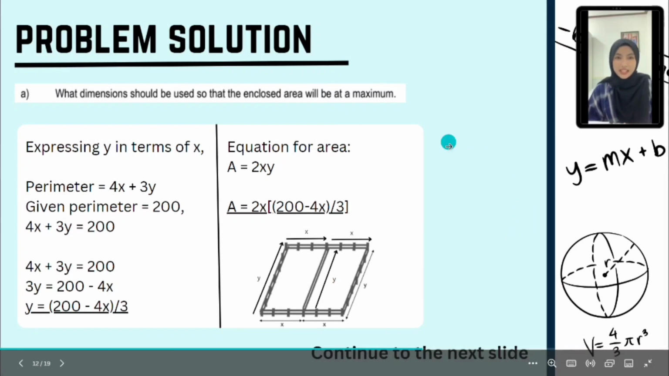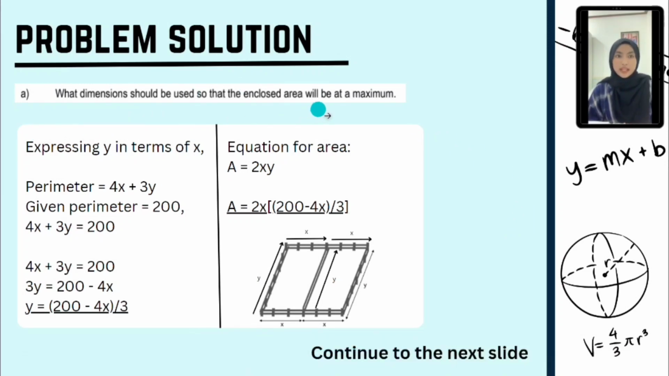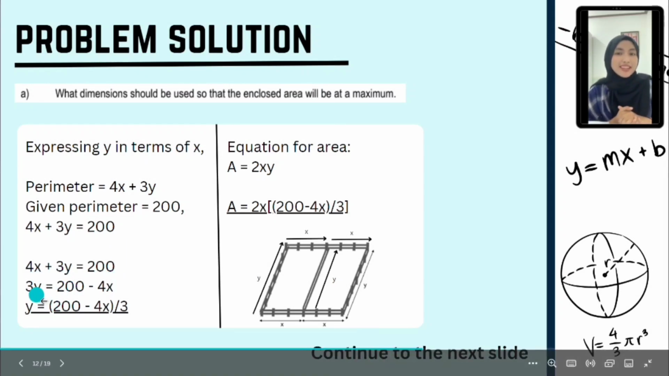Moving on to question A: what dimensions should be used so that the enclosed area will be at a maximum? This means we have to find the maximum value of x and y. First, we need to express y in terms of x. With the perimeter equation from the previous slide, we are also given that the length of fencing is 200 meters. So, we equate our equation to 200 meters, 4x plus 3y equals 200, and move everything that is not y to the other side. We will get y equals (200 minus 4x) divided by 3.